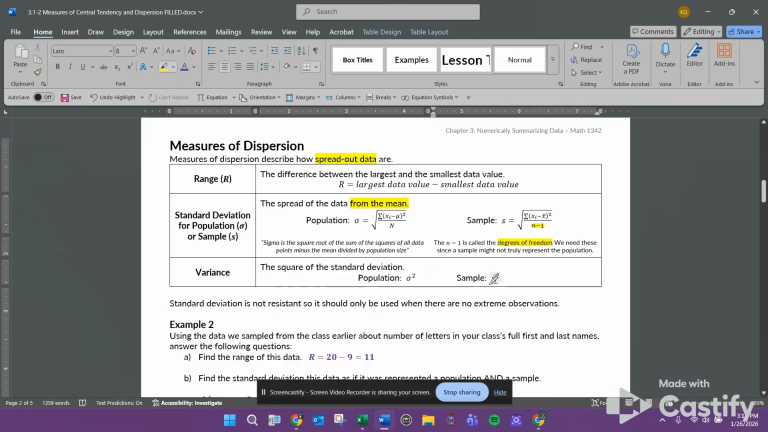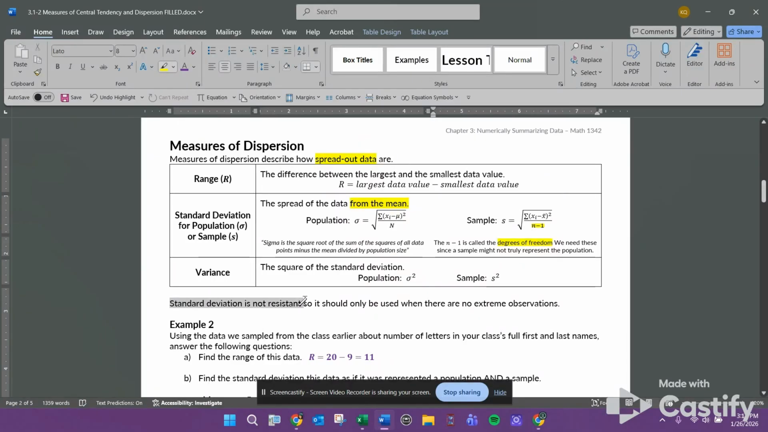And sample variance is the square of sample standard deviation. So you just undo the square root, which does mean in the method I'm going to teach you to calculate population standard deviation and sample standard deviation, you will already be finding variance. You just have to back up a step.